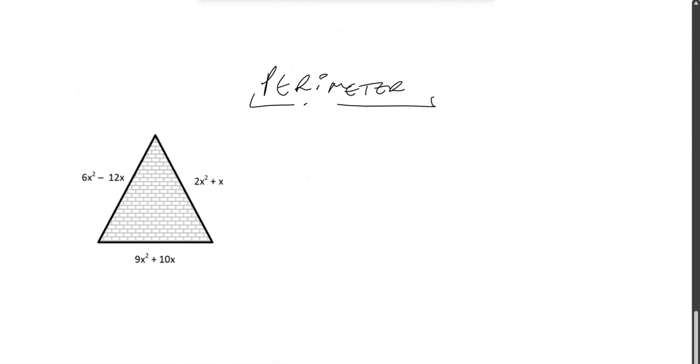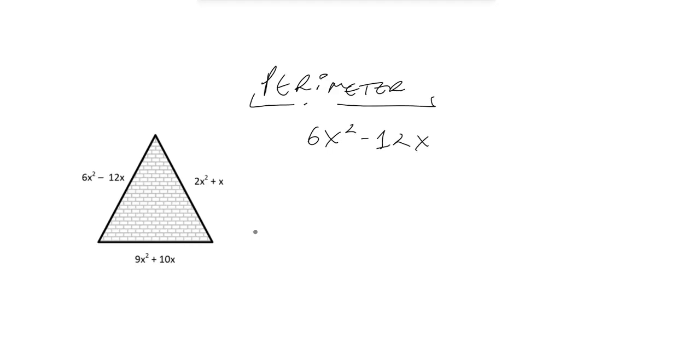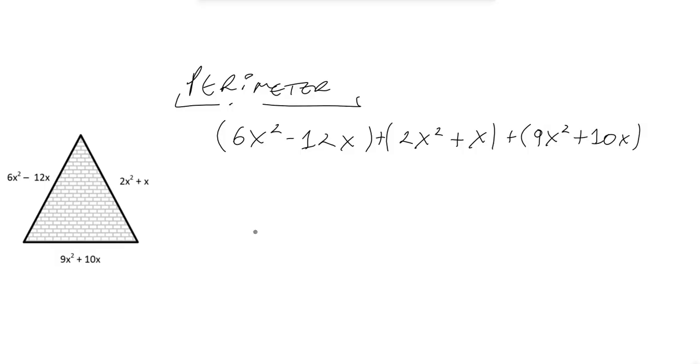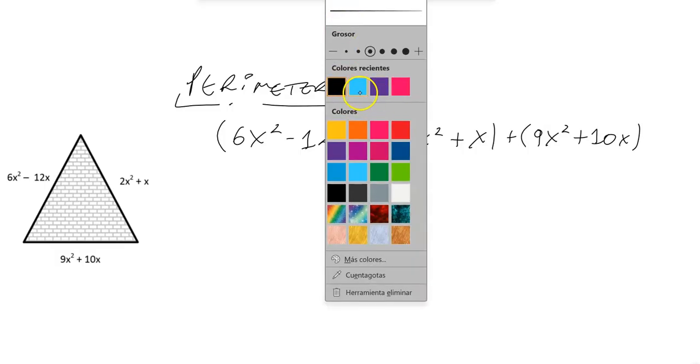After that, we're going to find the perimeter with this polynomial. So it's very similar to what we did first. I'm simply going to take 6x squared minus 12x, and I'm going to add that. Perimeter is adding all the sides, don't forget. So I'm going to add that to 2x squared plus x, and I'm going to add that to 9x squared plus 10x. Let's find out what that is.